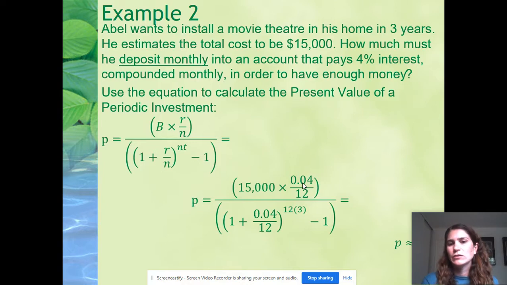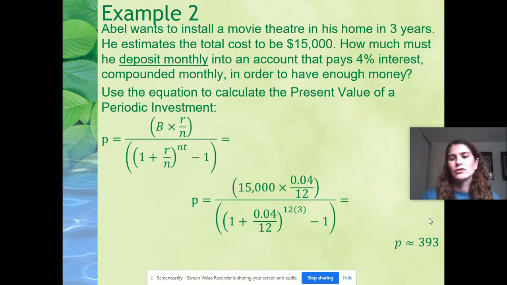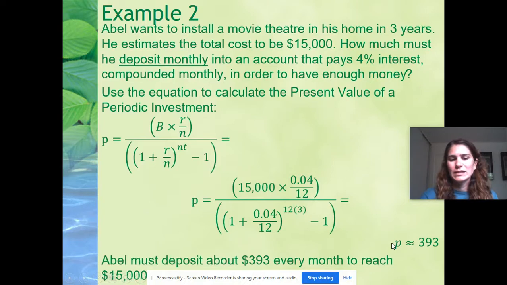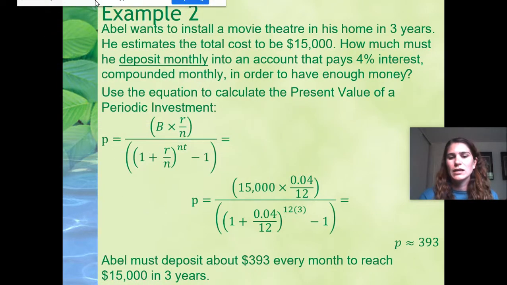And then down below too. If you guys have fancy calculators, you can actually enter it in your calculator almost exactly like this. And you would get your answer of $393. So he has to only put $393 in his account monthly for the next 3 years to get his $15,000 to buy his movie theater. So that is our complete sentence for that as well. So Bell must deposit $393 every month to reach his $15,000 in 3 years.